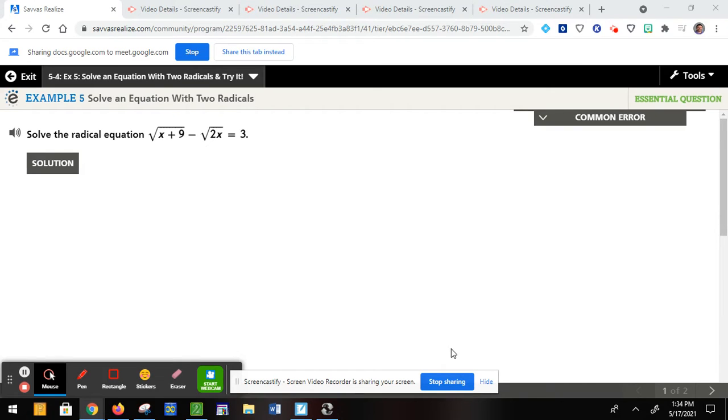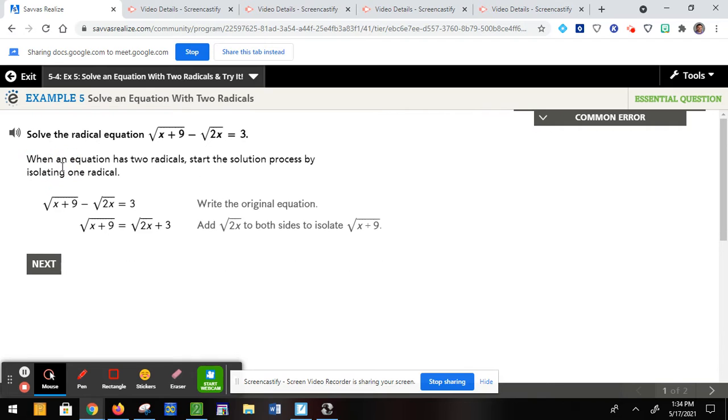In this example, you have multiple radicals. So how do you handle that? First thing you're going to want to do is, if you have two radicals, get one on each side. So in this case, we're going to add square root of 2x to both sides. And you end up with square root of x plus 9 is equal to square root of 2x plus 3.